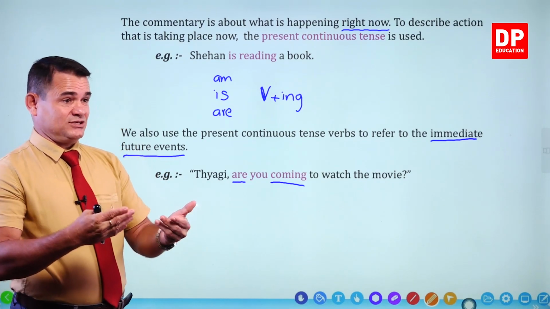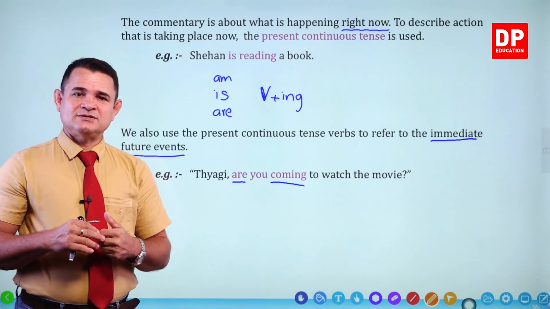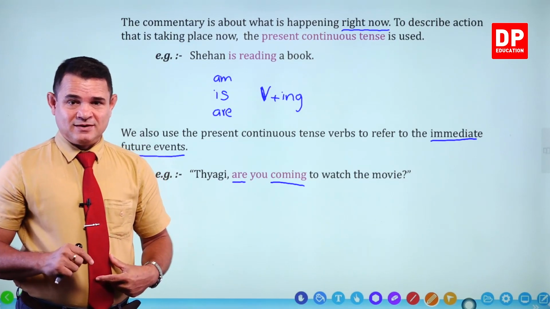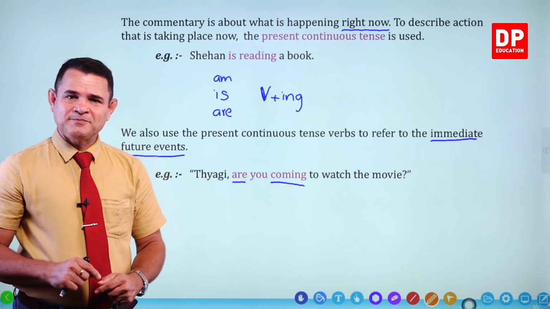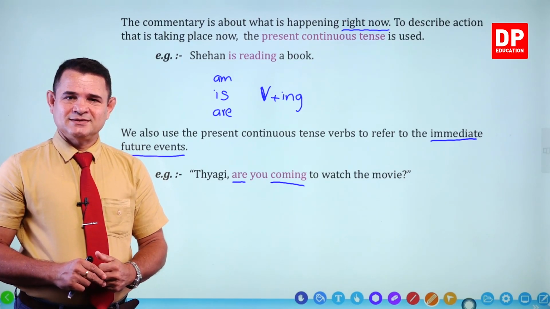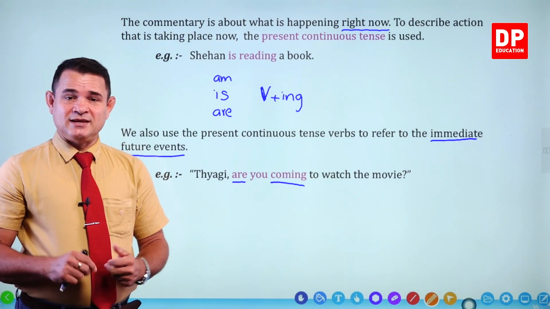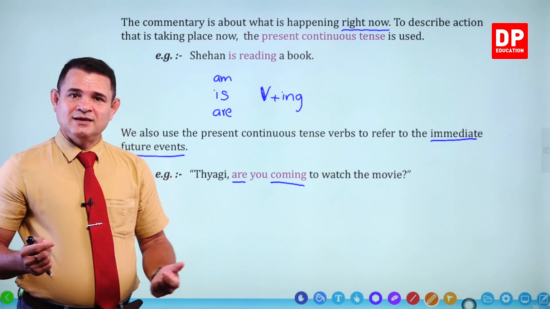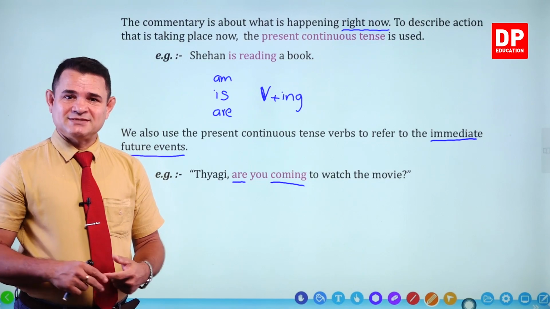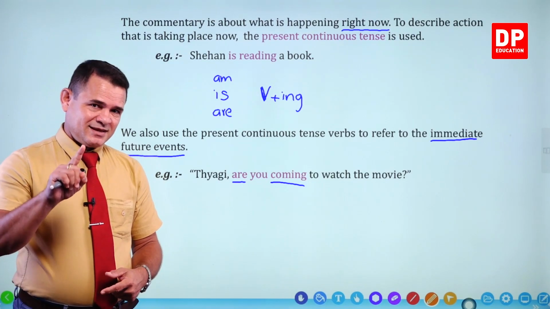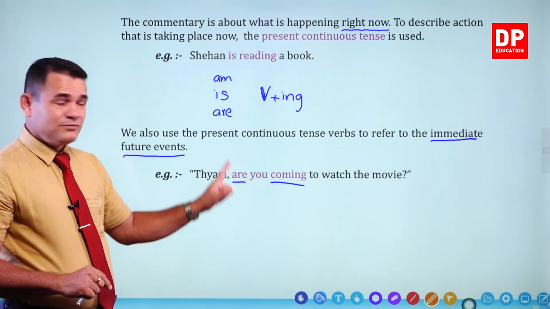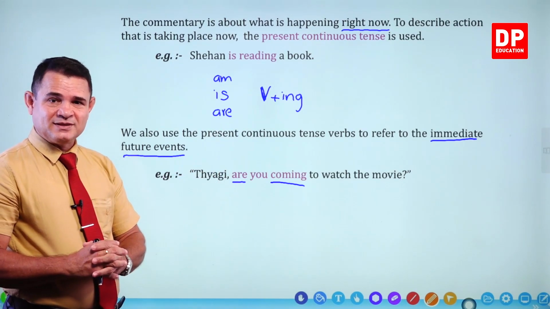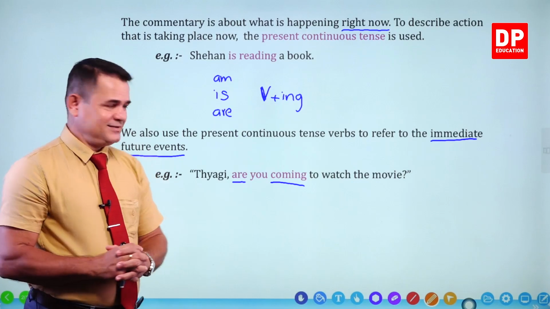Otherwise, when you watch a cricket match, this question may come to mind. It is happening now, but he uses simple present tense. He runs to the ball and he catches, he throws and he bowls, all simple present tense. So keep that also in mind. That's another thing to keep in mind when you learn present continuous.